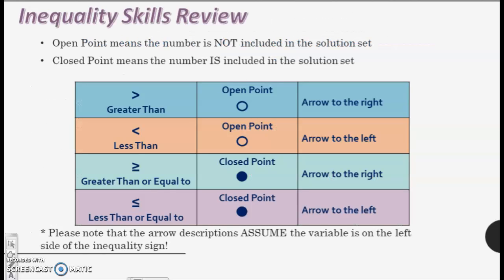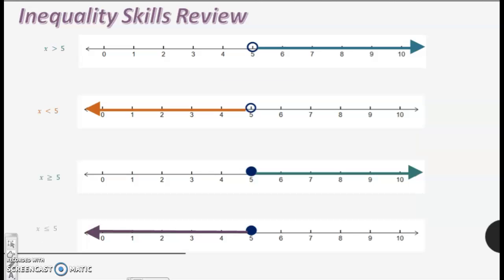These are the inequality skills review. This is a chart that explains what an open and closed point represent when you're graphing your solution set for an inequality, as well as what those inequality signs mean. You need to know how to translate them into words and graph the solution sets for inequalities on a number line. And then these are some examples, again, of some inequalities that are graphed for your reference and to help you study for the quiz.